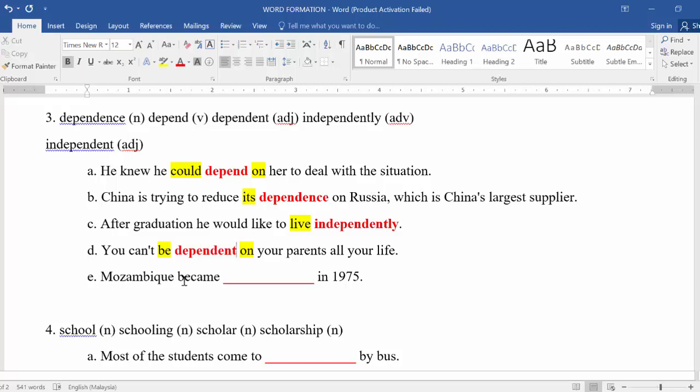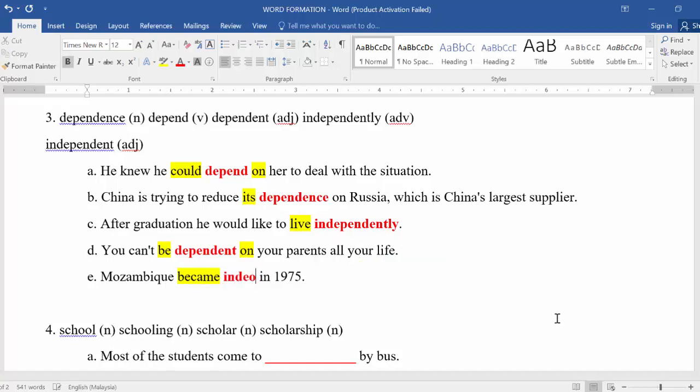Next one, Mozambique became what in 1975? Mozambique is a country in Southeast Africa. This is a country. So, became what in 1975? Highlight became. When you see became, become in your sentence, the next word is usually an adjective. So, independent. Become independent in 1975. In 1975, this country did not rely on another country anymore. It has become independent.